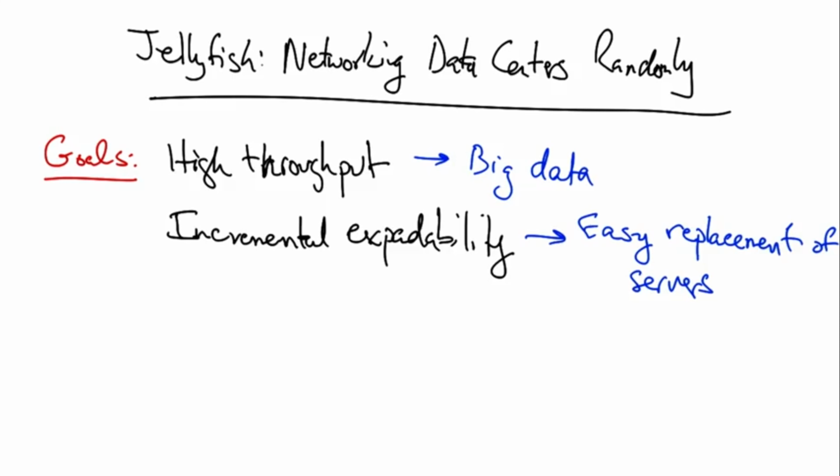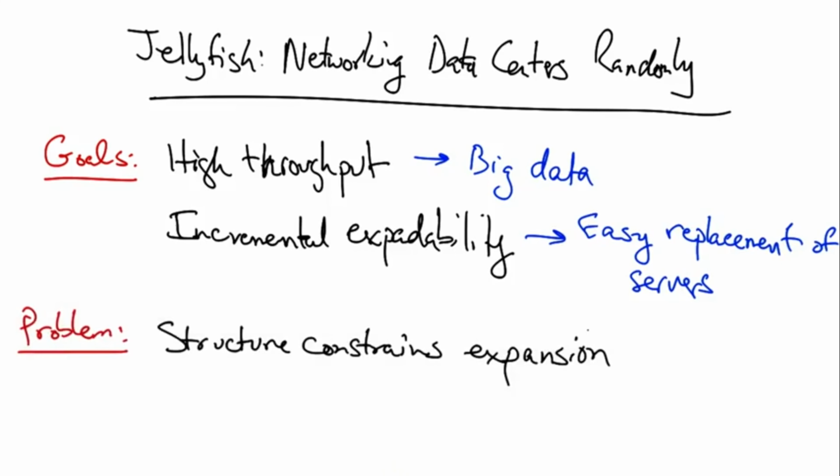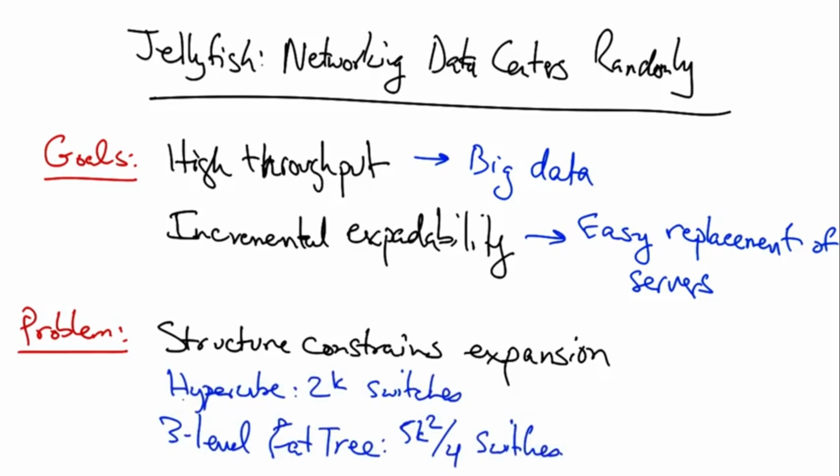Commercial products make it easy to expand or provision servers in response to changing traffic load, but not the network. Unfortunately, the structure of the data center networks constrains expansion. Structures such as a hypercube require 2^k switches, where k is the number of servers. Even more efficient topologies, like a fat tree, are still quadratic in the number of servers.